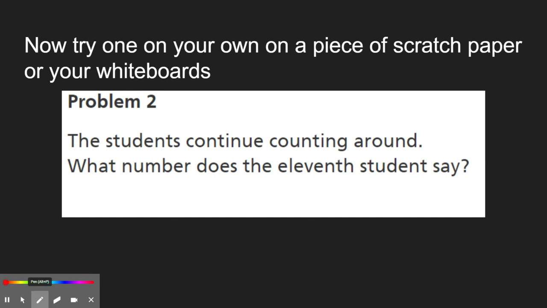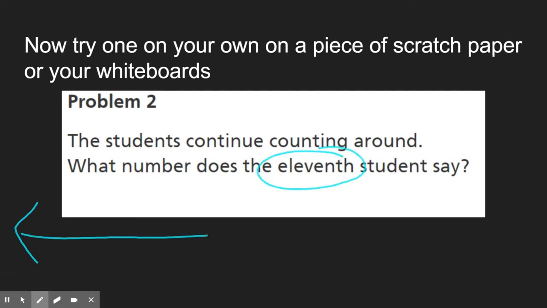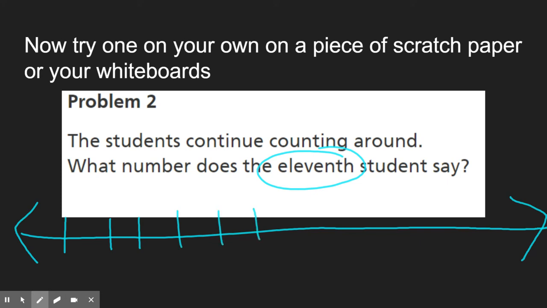So, again, I'm going to do a different colored number line. Blue. Okay, so we want to find out what the 11th student says. So I'm going to make my number line again, but instead of 9, I'm going to do 11 notches this time. 1, 2, 3, 4, 5, 6, 7, 8, 9, 10, 11.